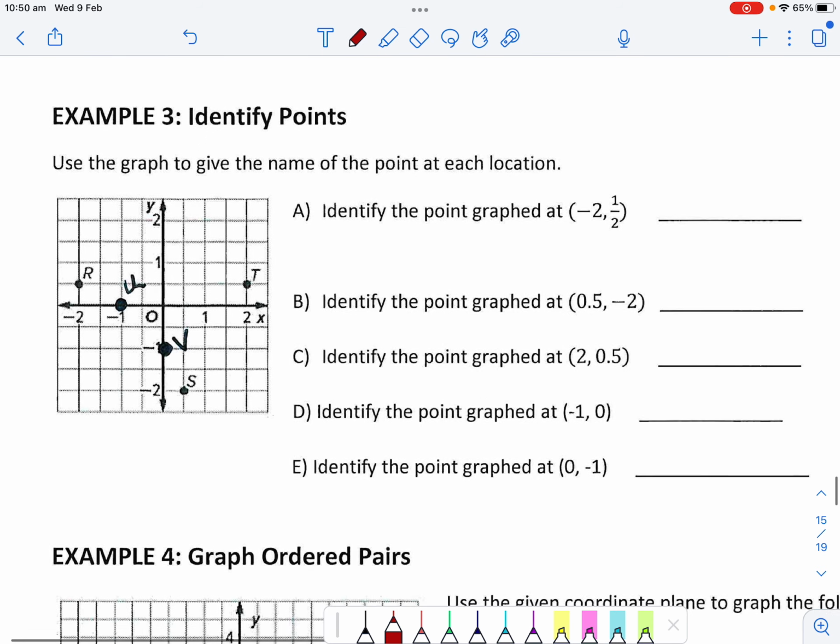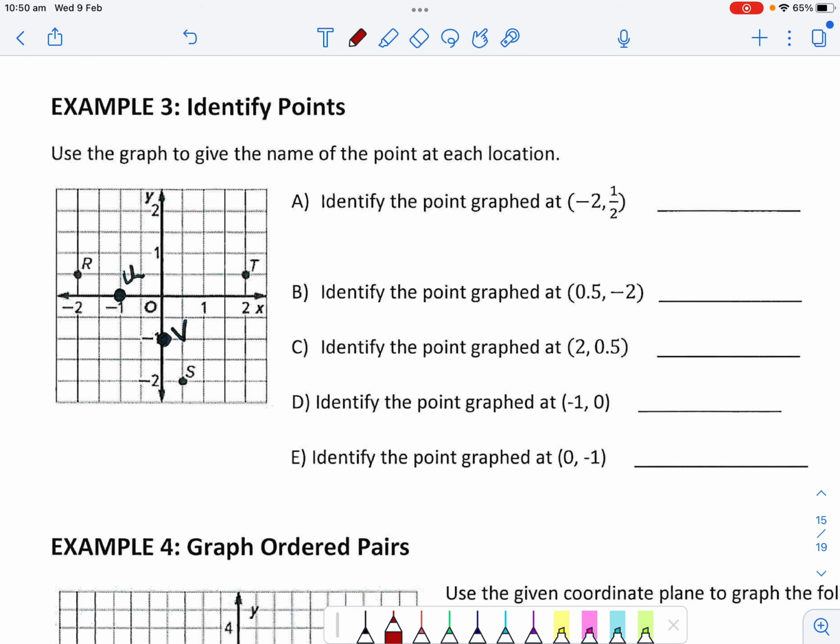Example 3, we're identifying points. So it says use the graph to give the name of the point at each location. So -2, 1/2, I'm going to go back from 0 to -2 to the left, and then up to 0.5. So that's going to be point R. Identify the point graphed at 0.5, -2. So I'm going to go to the right 0.5 and then down to -2. That's going to be point S.